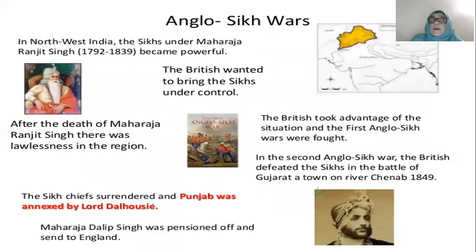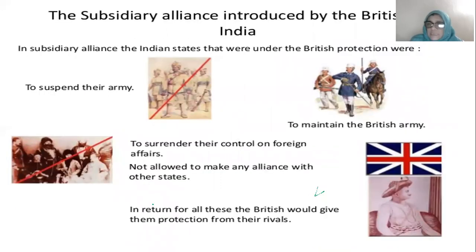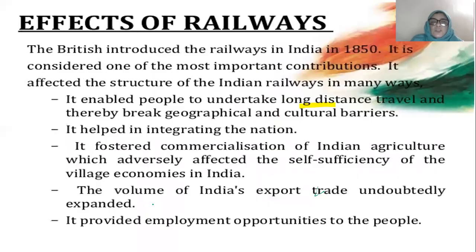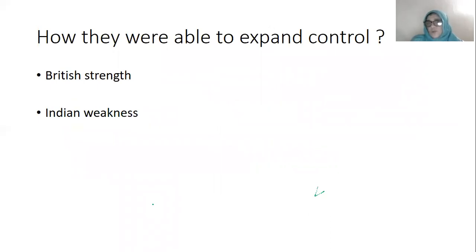Why was the East India Company interested in the subcontinent? Why did the British intervene in the matters of the EIC? Why were the British able to expand their control in the subcontinent? 7 mark.